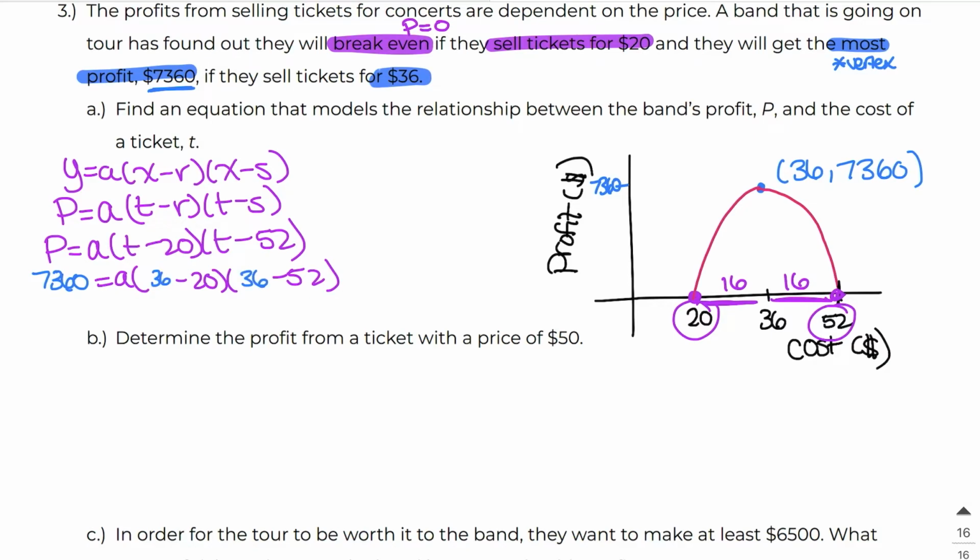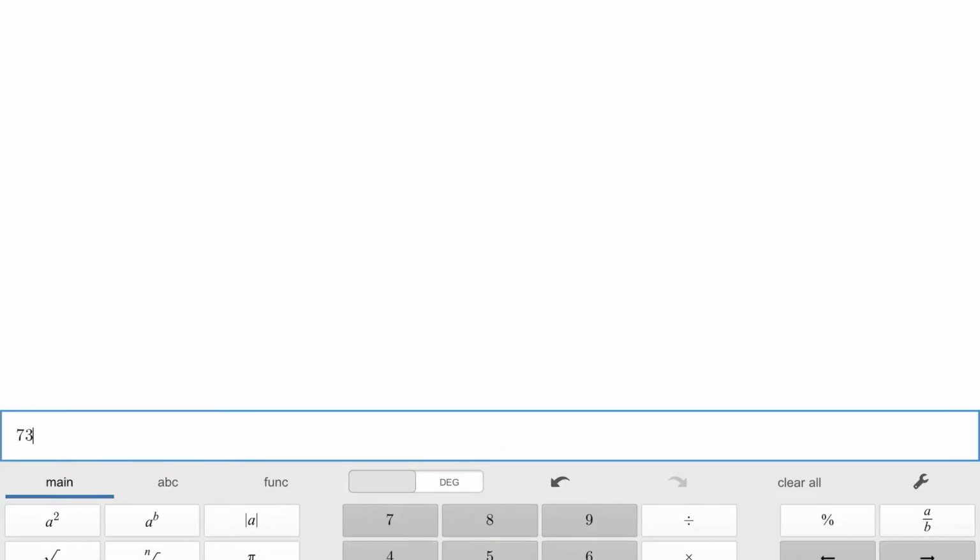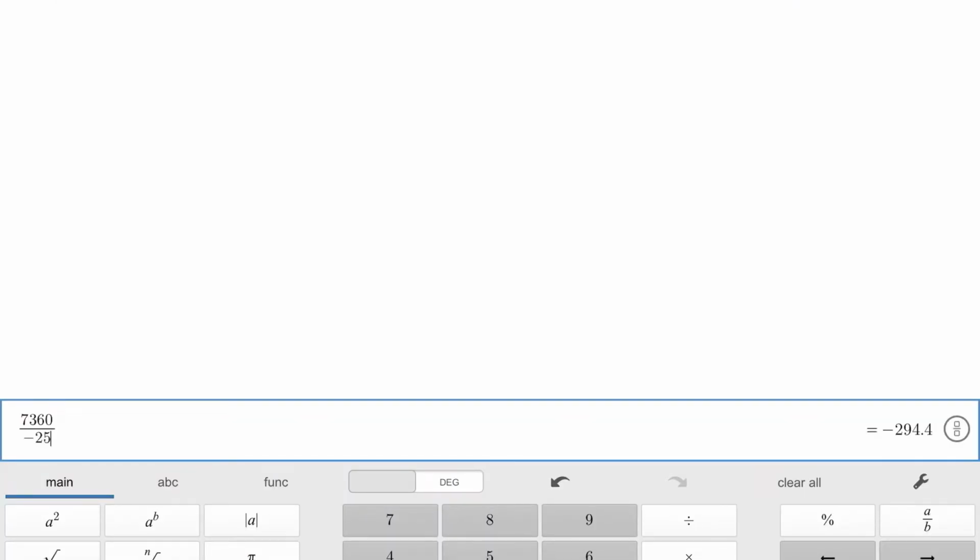So I end up getting 7,360 is equal to A times 36 minus 20 is 16. And then 36 minus 52 is negative 16. I'm going to just bring this up here. So 16 times negative 16 is negative 256. Divide both sides by negative 256. And I end up getting negative 28.75.